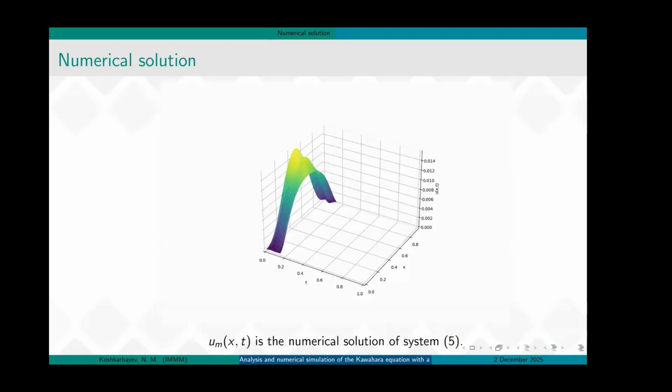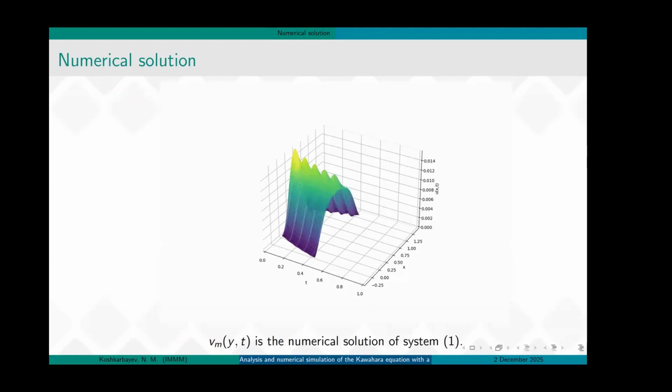And this 3D plot shows the numerical solution u(x,t) of system 12 when g(x,t) equal to 0 in the fixed domain. The next 3D plot shows v(y,t), a numerical solution of system 1 with homogeneous boundary condition, in the original physical moving domain.